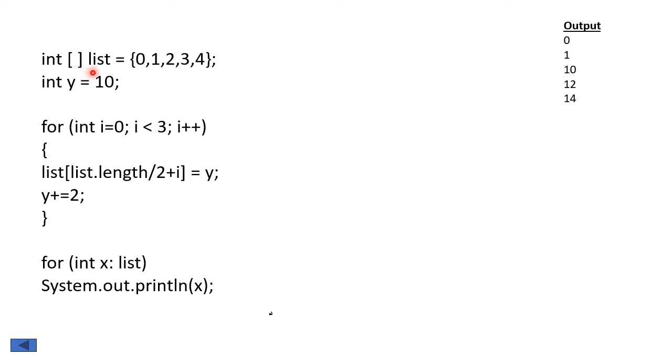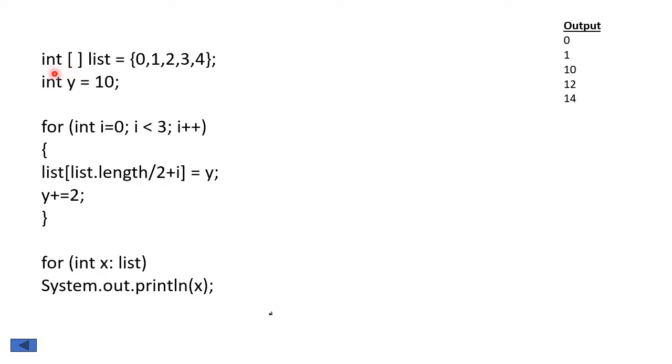So what do we have? We have int[] list, which should include 0, 1, 2, 3, 4. And then we have int y = 10. Then we have a loop from i = 0 till 3. We have to go to the array at a specific index and save the value y, and then increment y by 2. Once we finish, we have another loop. It says for (int x : list), which means for each value in your array, you have to output the values. So let's start together.